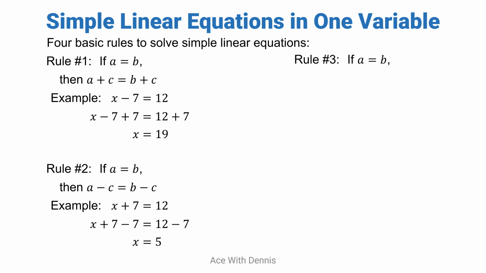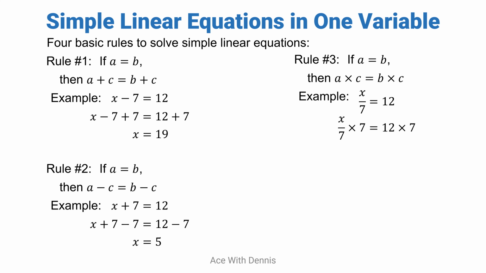Rule number 3. If a equals b, then we can multiply both sides by c, which is a times c equals b times c. Here's an example. x over 7 equals 12. Now we multiply both sides by 7. We get x over 7 times 7 equals 12 times 7. And the result is x equals 84.